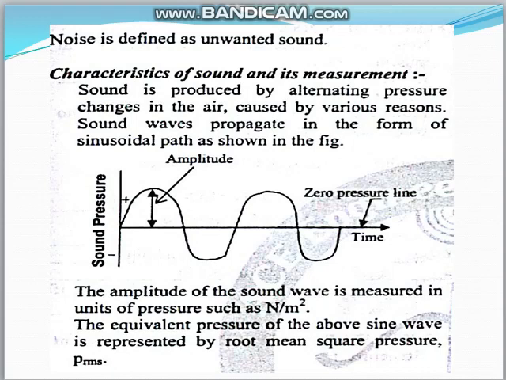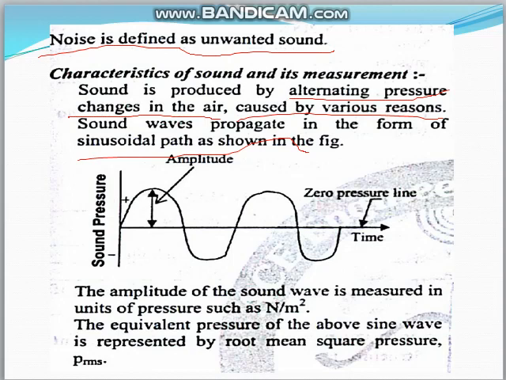Noise is defined as an unwanted sound. If you see the characteristics of sound and its measurement, sound is produced by alternating pressure changes in the air caused by various reasons. Sound waves propagate in the form of a sinusoidal path as shown in the figure. Here you can see the sinusoidal path. Here it shows the zero pressure line. It is the highest peak value, that is the amplitude.